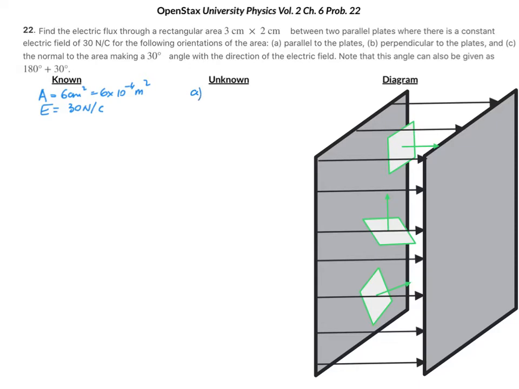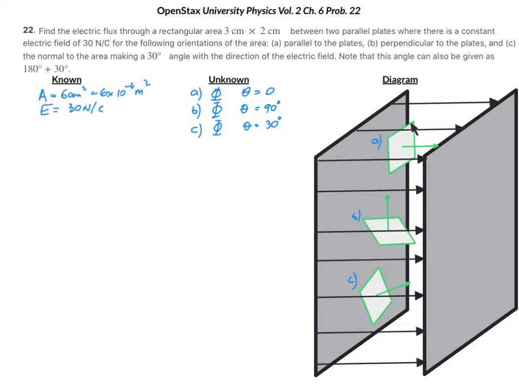And in part A, we want the flux when the angle between the area vector and the electric field is 0. In B, we want a flux where the area vector is perpendicular to the electric field. And in part C, we want a flux when the angle between the area vector and the electric field is 30 degrees. So this is part A here, part B, and part C. So I already explained what all these orientations in here are. I said that the angle theta is 0 degrees in part A.